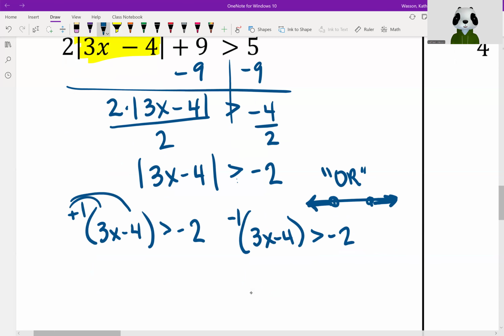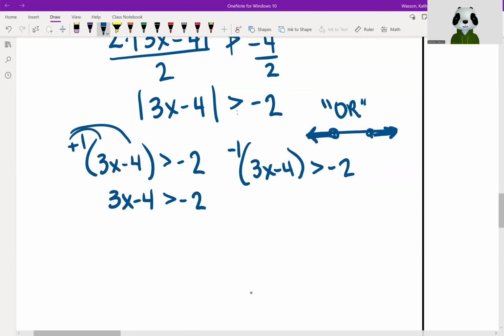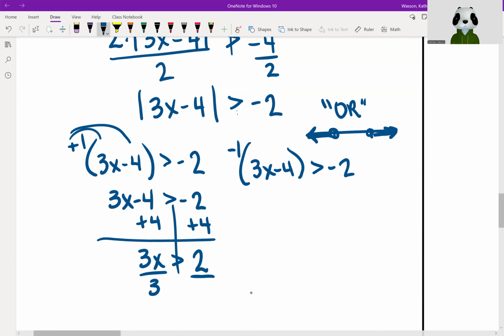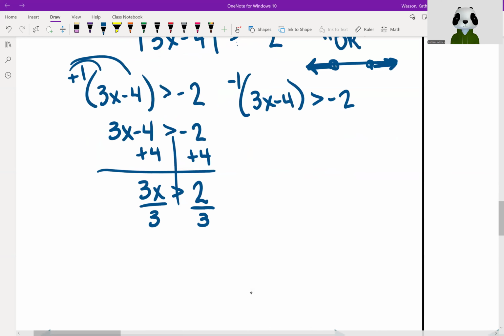For this positive group, if I distribute positive 1 into the parentheses, I don't change anything. I could just take the parentheses off. I'll have 3x minus 4 greater than negative 2. And to solve for x, I add 4. Now I have 3x is greater than 2. And I divide by 3. So this solution is x is greater than 2/3.